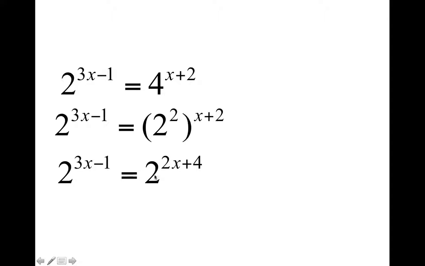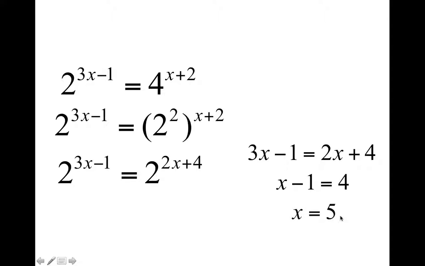Now we have an exponent. The only way these two can actually be equal is if this exponent is equal to this exponent. So we're going to rewrite that as this equation here. So this exponent equals that exponent, and then therefore that will be equal. So now solve this. Alright, I'm going to subtract 2x from both sides. Minus 2x, minus 2x. Then I'm going to add 1, and I have an answer for x, 5.